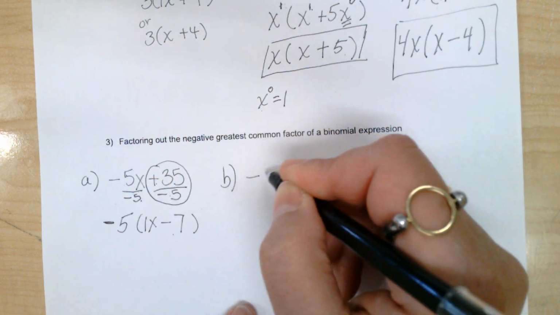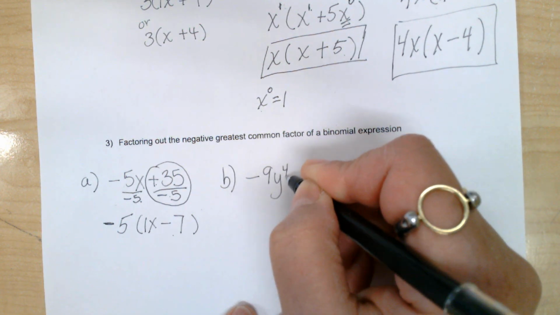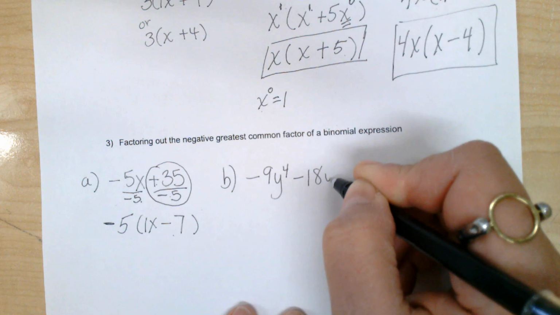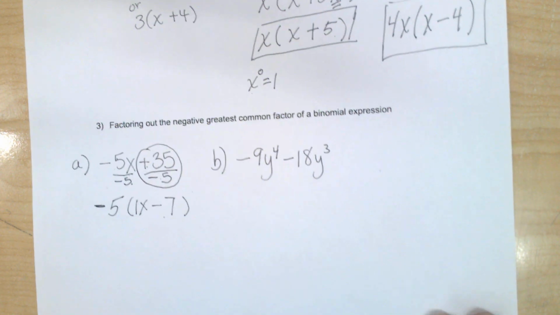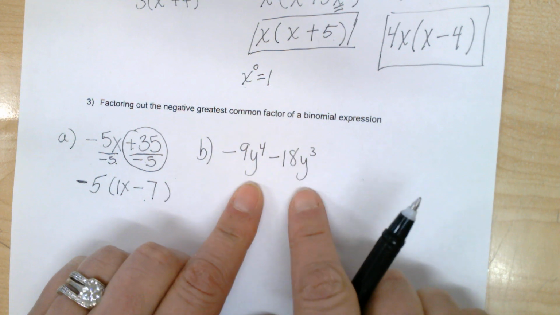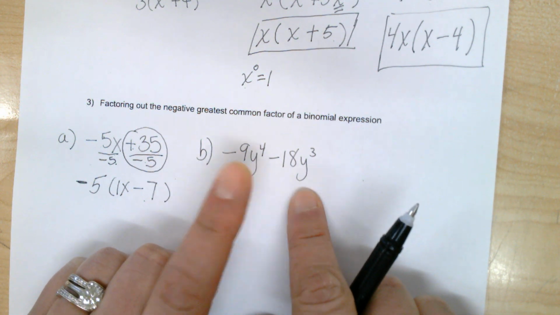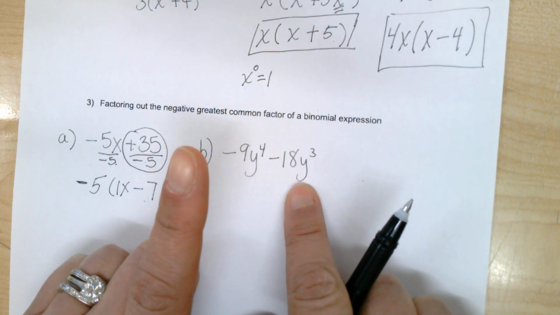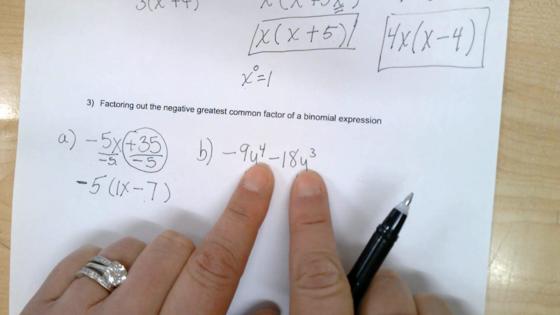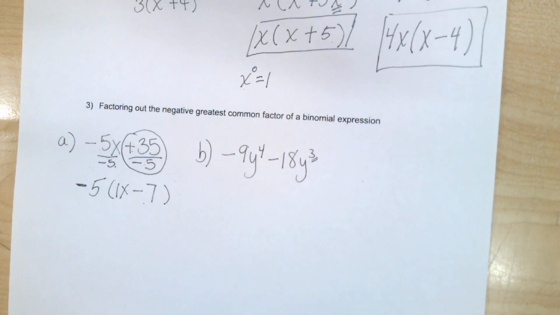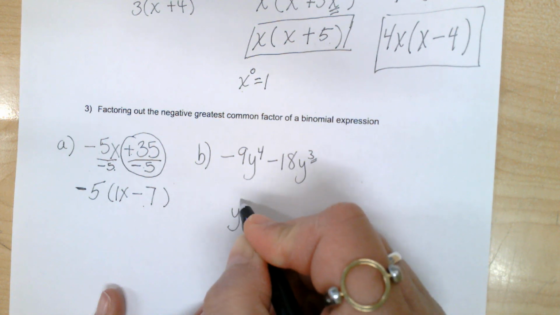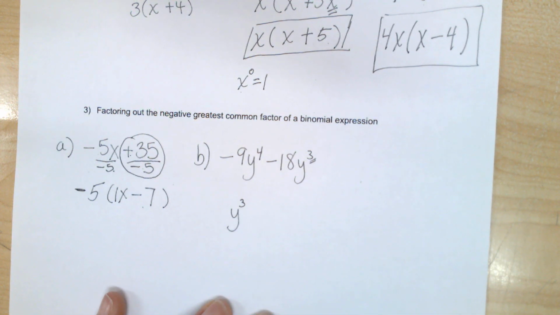Okay, the next one is going to be -9y to the fourth minus 18y to the third. Oh, we got a lot going on here. Okay, so everybody can see we definitely have y's. And so we have a variable here, there's a y, and so we're going to look for the lowest exponent. The lowest exponent is the third. So that's going to be part of our greatest common factor, y to the third.